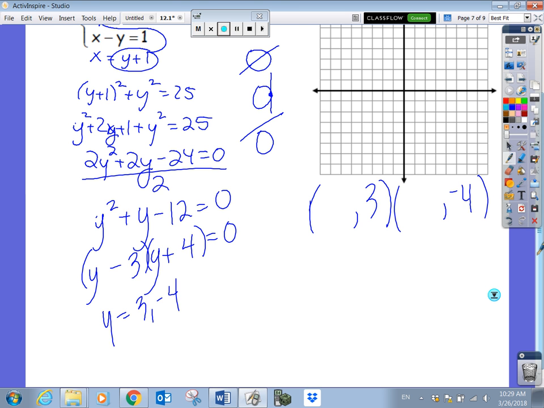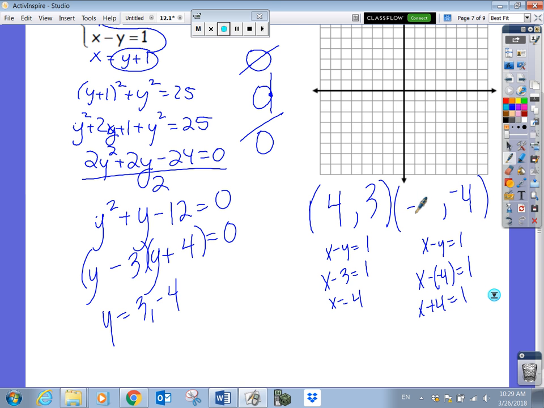So now you use that equation, x minus y equals 1. We know what y is. x minus 3 equals 1, so x is 4. Same thing here, x minus y equals 1, x minus negative 4 equals 1, so x plus 4 equals 1, x equals negative 3. So there are your two answers. So it crosses twice. Once you get your two either x's or y's, and if we had solved for y in the original at the beginning, then we would have just got our two x values, and we would have solved for y at the end. So that's solving algebraically.